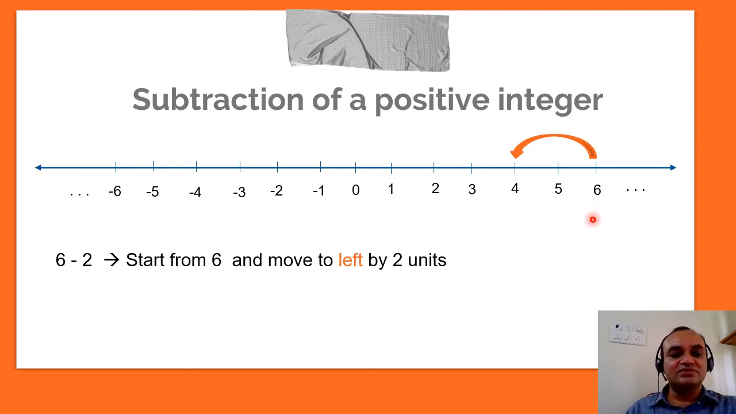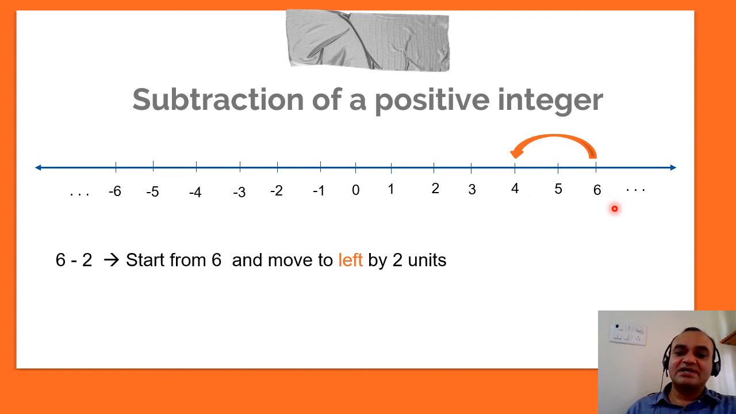So we want to do 6 minus 2. So we start from 6, and since there is a subtraction sign, a minus sign, we want to go in the opposite direction, the decreasing direction. And how much do we want to go? By 2 units. So we move to 5 and then 4, and so we reach 4. So 6 minus 2 is 4. So we start from 6 and move to the left by 2 units.